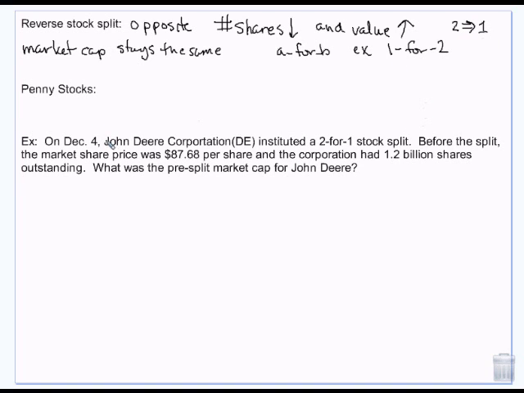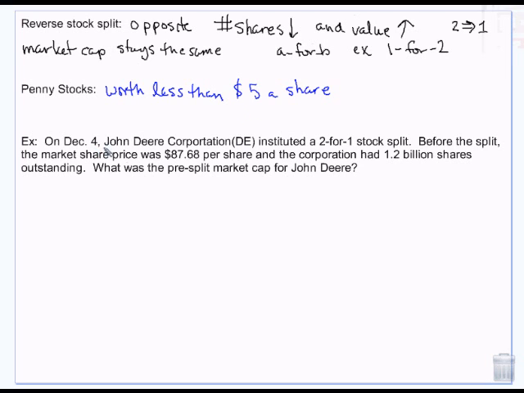This happens a lot with penny stocks, and penny stocks are stocks that are worth less than $5 a share. So they're not actually a penny, but they're called penny stocks.